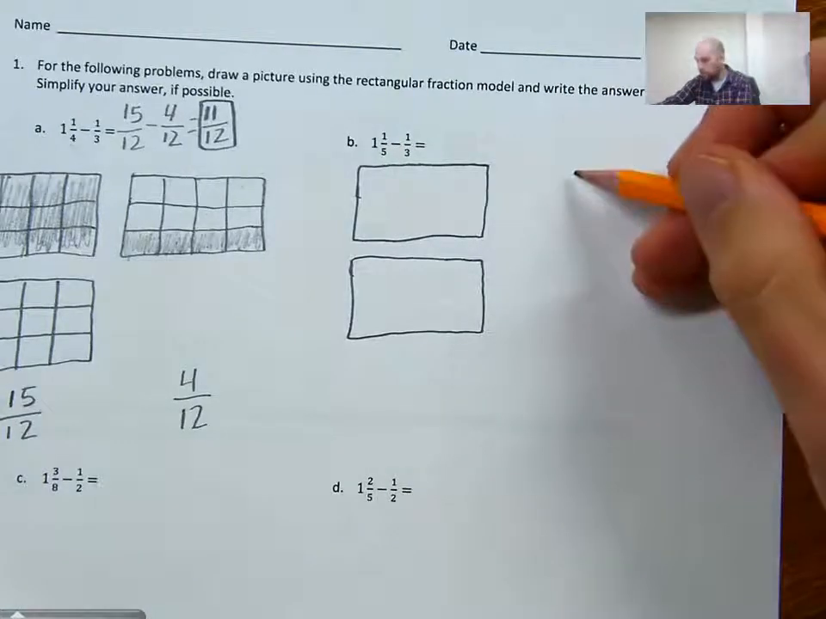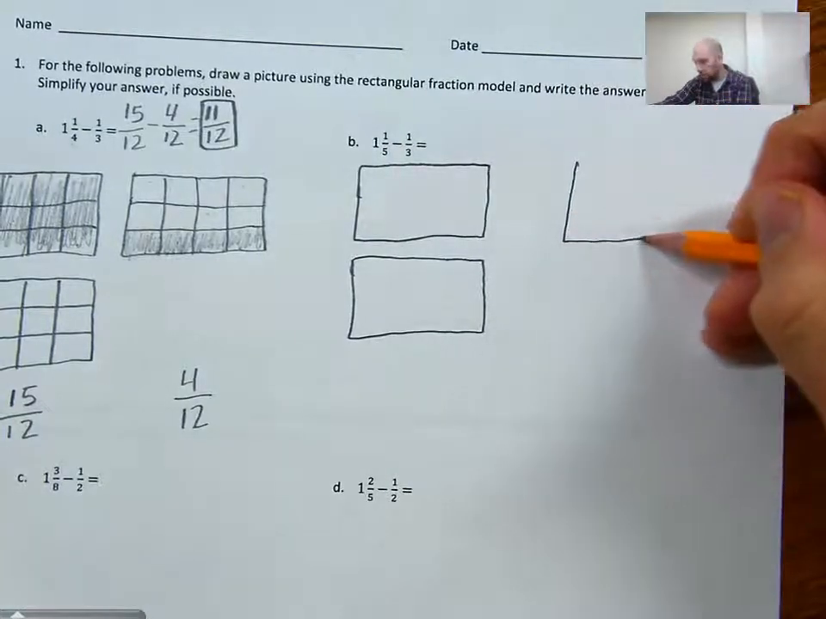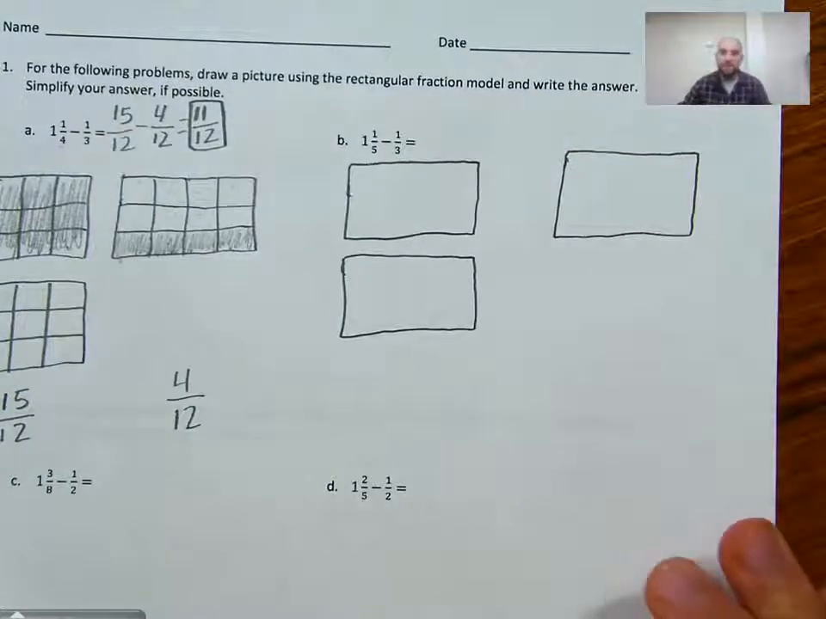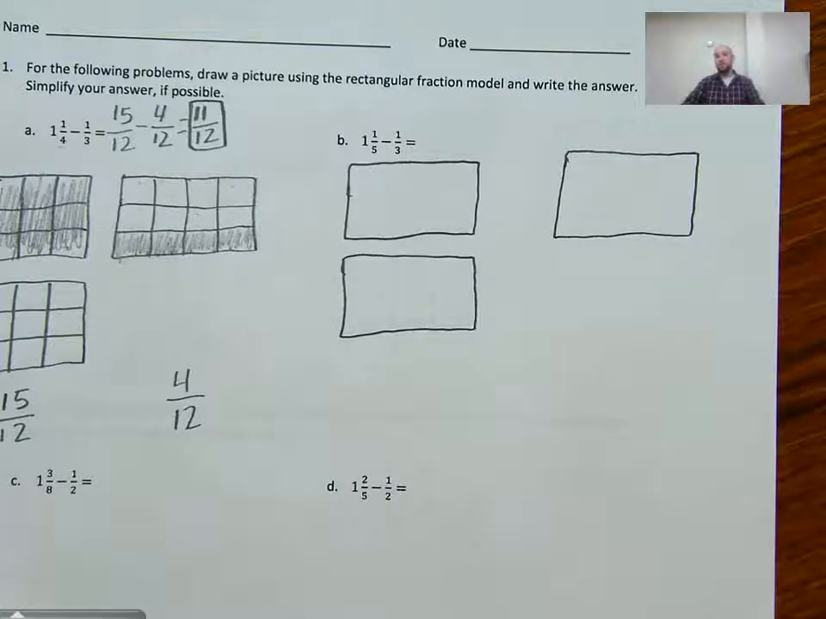On the right, I have 1/3. I only need 1 rectangle for that because it's less than 1 whole. I can express that fraction within a whole because I don't need the whole rectangle. I only need 1/3 of it.